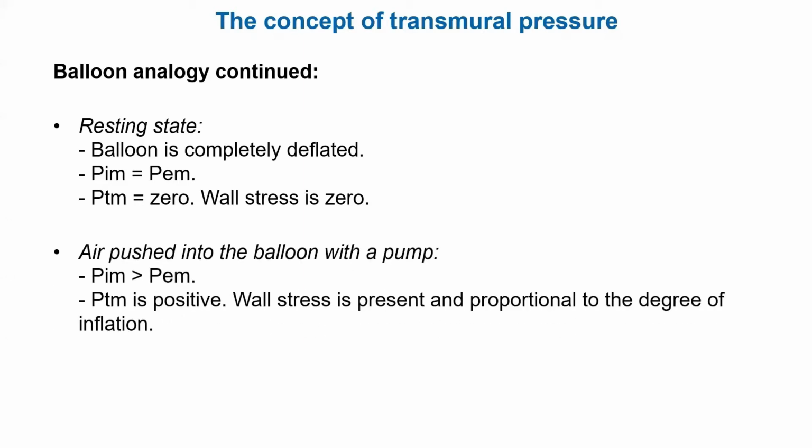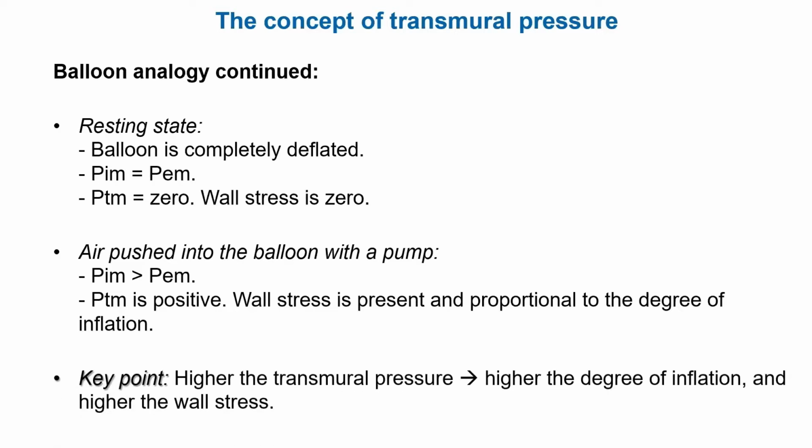Now we start blowing up the balloon. The pressure inside the balloon now starts becoming higher than the pressure outside. Mathematically, this means the transmural pressure starts becoming positive. Now wall stress is present and would be proportional to the degree of inflation. The key point here is that the higher the transmural pressure, the higher the degree of inflation, and the higher the wall stress. So let's watch this video, and that'll illustrate a point. Let me know if you can't hear the audio.